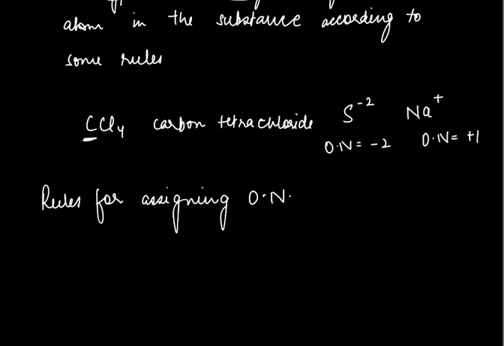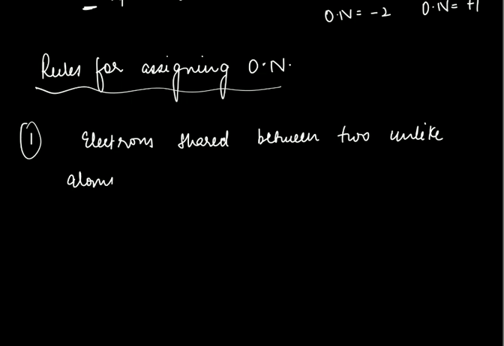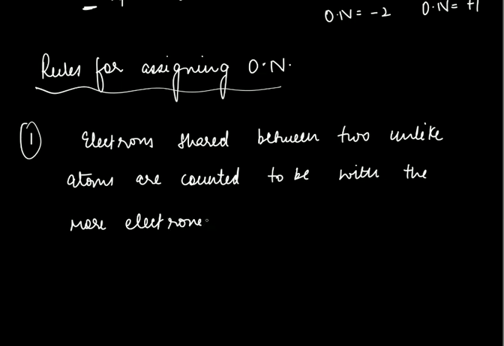So, I am writing short form ON, standing for oxidation number. So, the very first rule: electrons shared between two unlike atoms or different atoms are counted to be with the more electronegative atom.